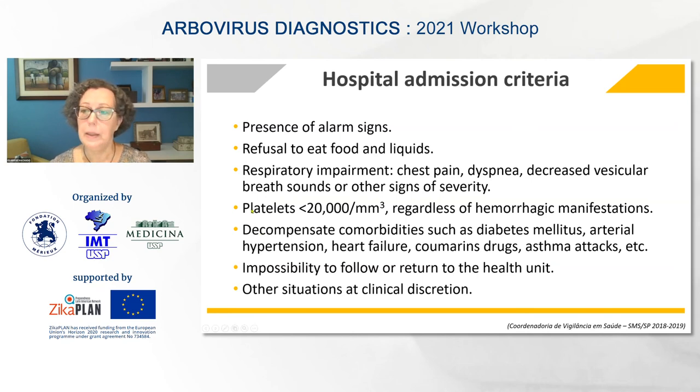Number of platelets below 20,000 per cubic millimeter, even if the patient hasn't any sign of bleeding, this number is dangerous, so they have to be admitted to the hospital. The decompensation of comorbidities such as diabetes, arterial hypertension, heart failure, whatever comorbidity they have, if they have a decompensation of the comorbidity, they have to be admitted to the hospital.